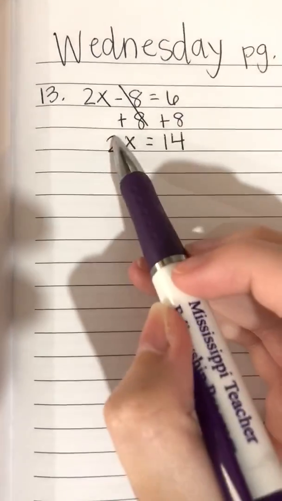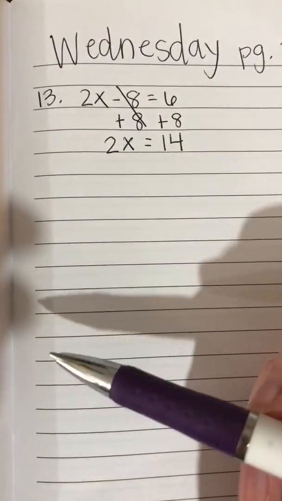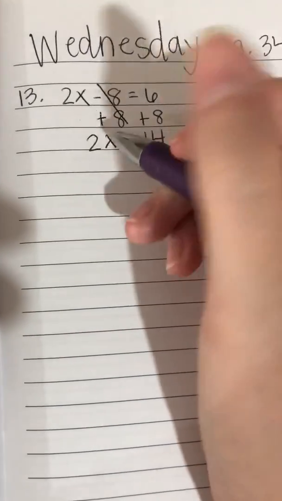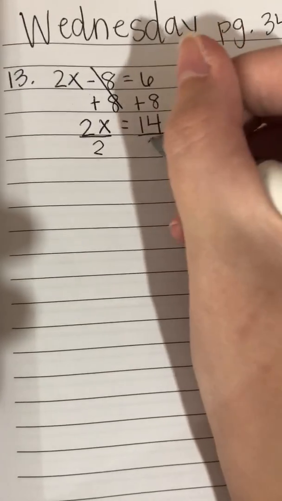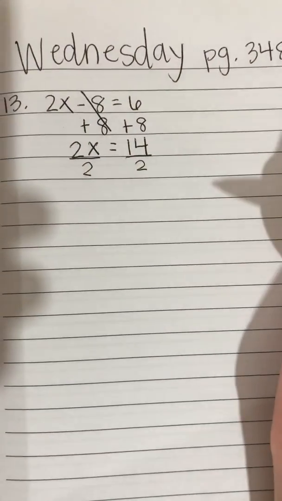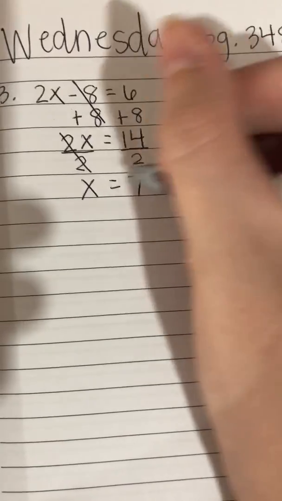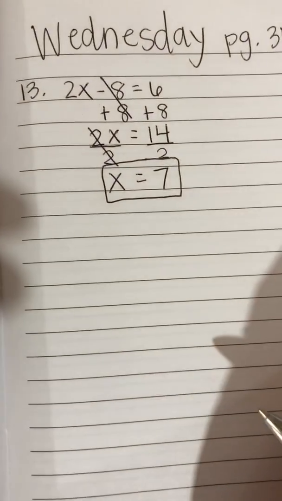Now I'm not done because my x isn't by itself. If they're side by side, that means they're being multiplied. So the opposite of multiplying would be dividing. So I divide by 2. If I do it to one side, I have to do it to the other. These cancel out. So that just leaves x. 14 divided by 2 is 7. So the answer to number 13 is 7.